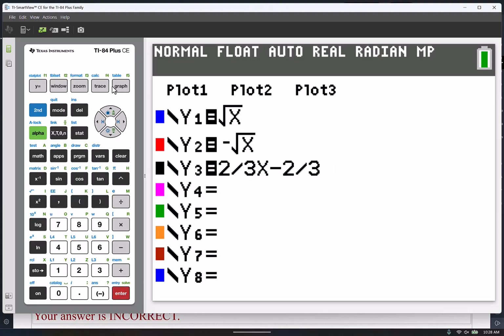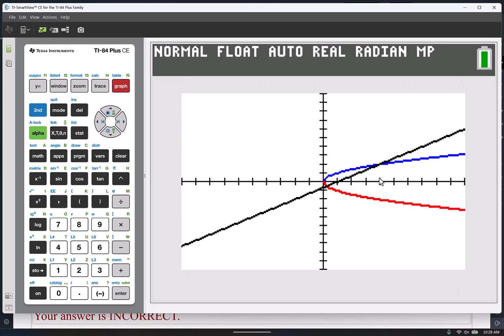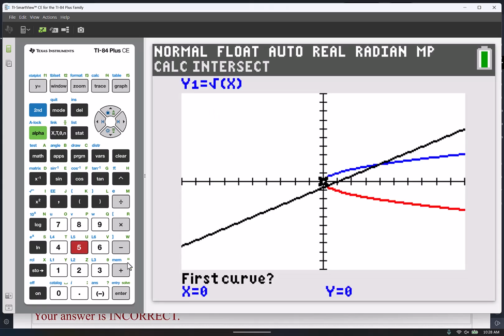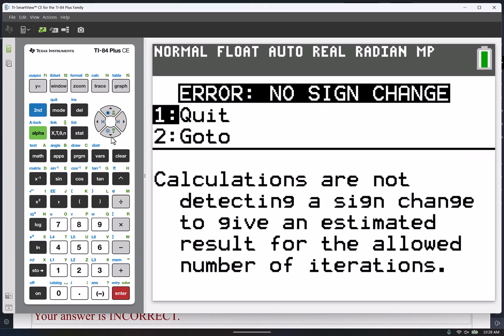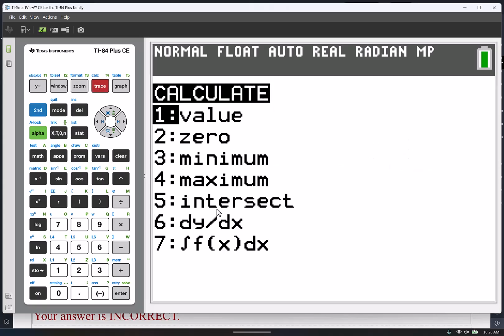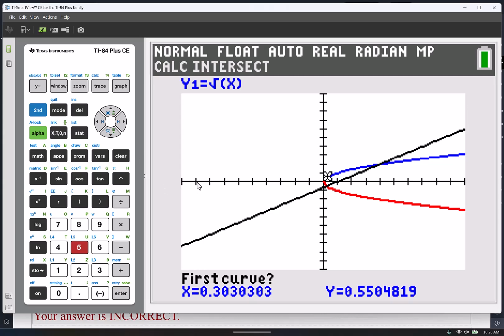And really, I just care about the ones in quadrant 1 and quadrant 4. So I'm going to tell my calculator. One of them is obvious. Well, let's find the lower one. Second, calculate, number 5, enter, and then which one am I doing? That one down there? Enter. Did you guys get an error? No sign change. Oh, what did I put? I put intersect 5. Let's see, what curve am I at? Y1? No, I want Y2. No wonder.